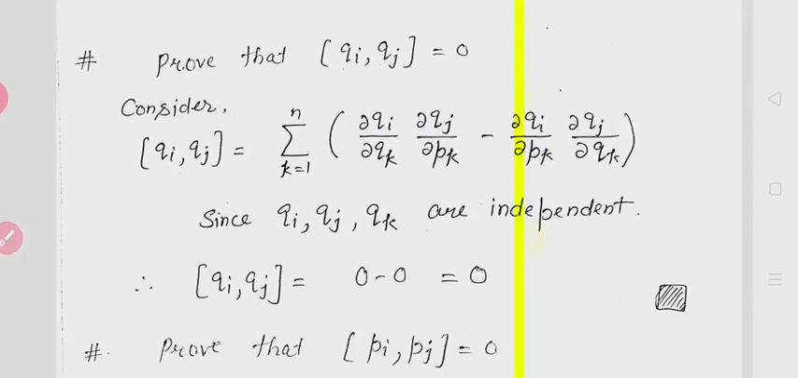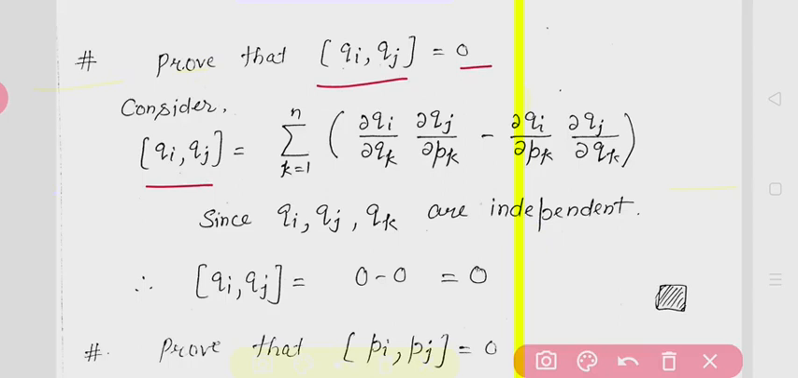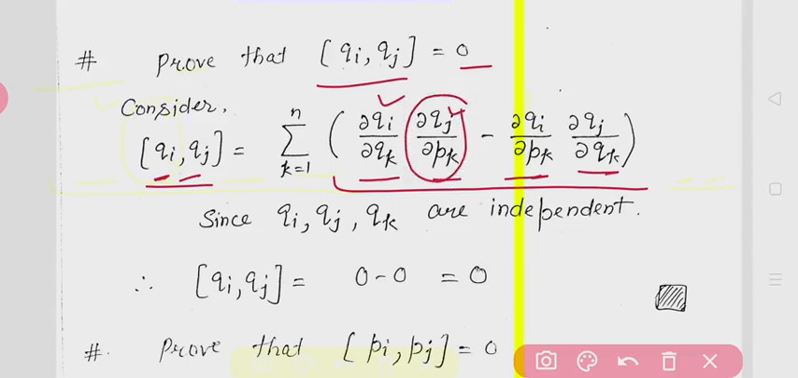Now if you find out the Poisson bracket of qi with qj, it is 0 always. How? When you apply this definition for the Poisson bracket, it will be first partial derivative with respect to qk and second with respect to pk, minus first with respect to pk and second with respect to qk. But these are all independent. That means qj and pk are all independent ones, so this will be zero and this will be zero. If both are zero, all the values will be zero, so that term will be equal to zero.